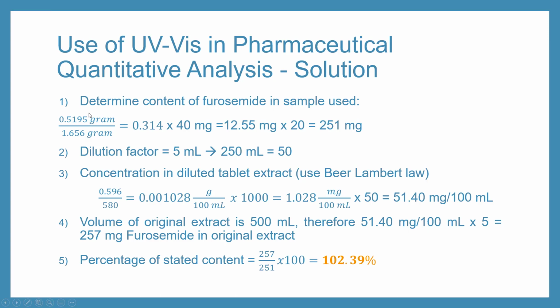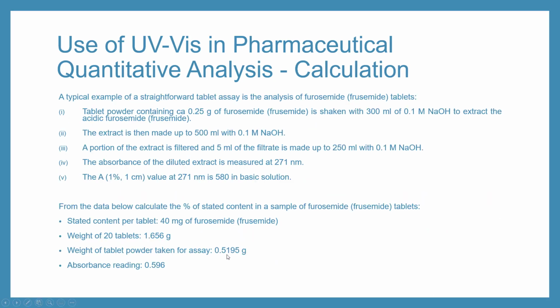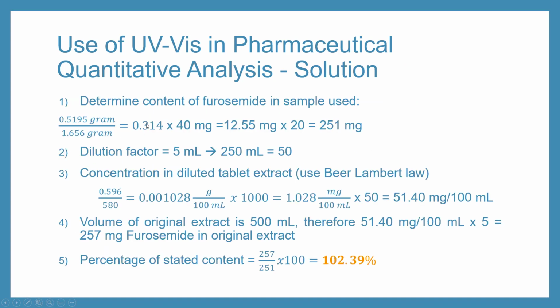So we have to first of all determine the content of furosemide in the sample used. So you were told that you weighed out 0.5195. We're going to divide that by the weight of the tablets, and we're going to multiply that by 40. Okay, multiply that by the stated value. Okay, and we get a value of 12.55 mg. And we're multiplying that by 20 because 20 tablets were used.